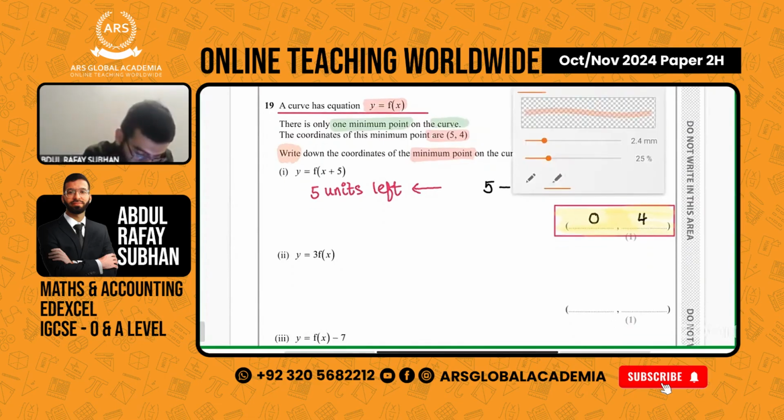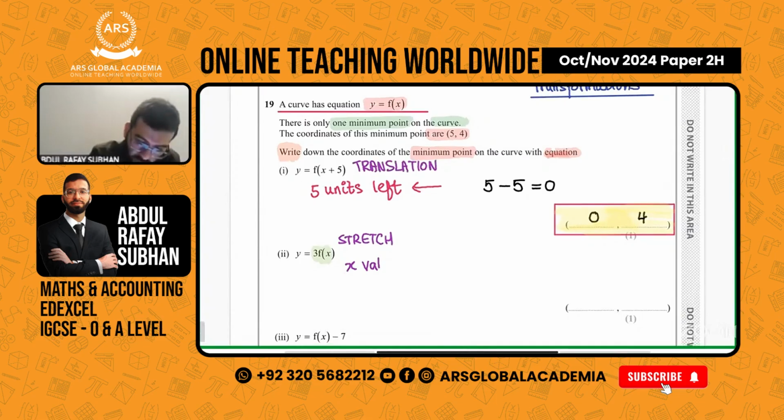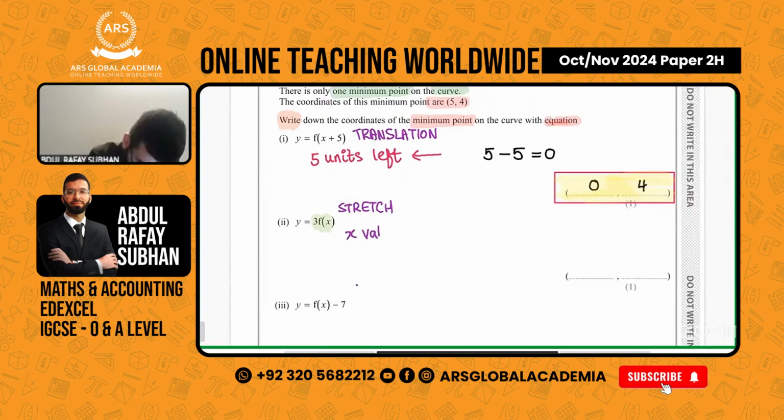Similarly, the next one is 3 times f(x). Everyone knows that when we have 3 times f(x), the x values remain the same. It's outside, so it's a stretch. This one is a stretch. This one is a translation. This one is a stretch. The next one is also a translation. That is what we have got for question number 19, translation and stretch.